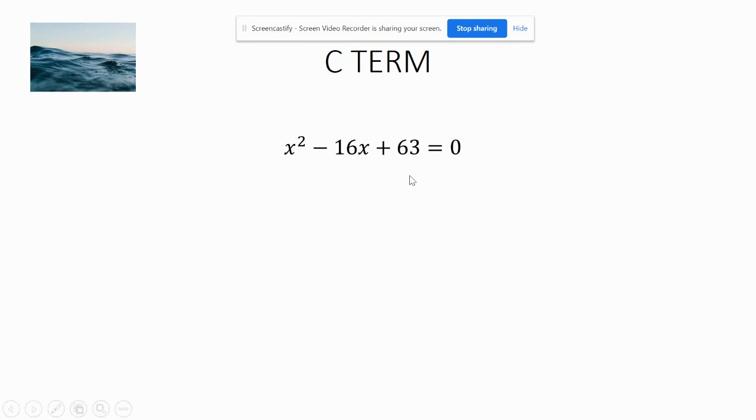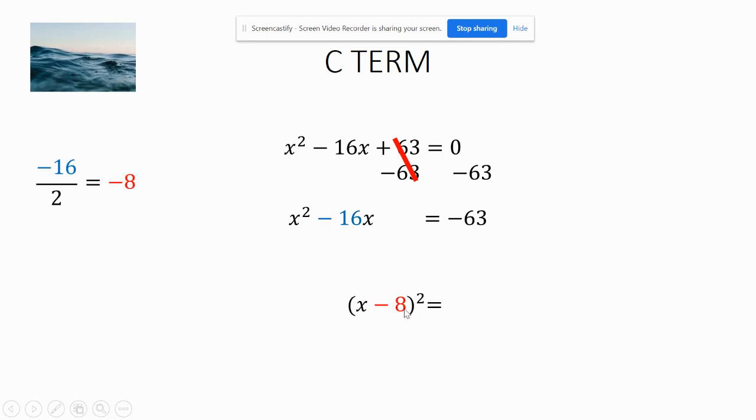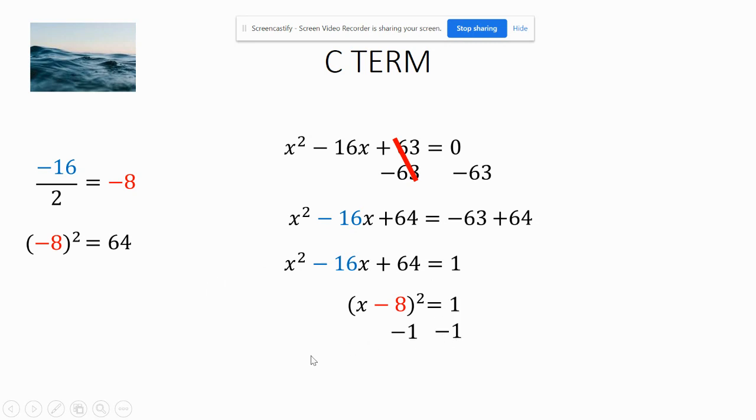Let's try this time a little bigger number, 63. Still move it to the other side. Becomes negative 63. I'm going to take this negative 16, divide it by 2, which is negative 8. So I know my negative 8 is going to be in parentheses down here. And negative 8 squared is negative 8 times negative 8, which is 64, which I add to the negative 63, which makes a 1. So I'm just going to move the 1 over. And I've now written my equations. Be y equals. All right.